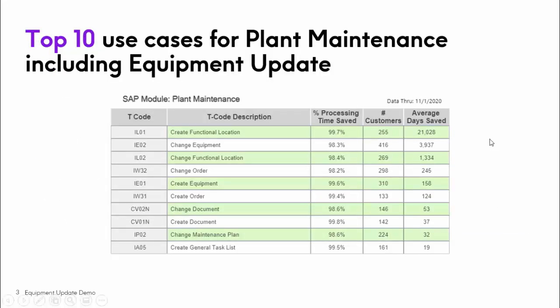Here you see the top 10 use cases for plant maintenance, and number 2 is change equipment. Almost all of these have over 99% time savings versus doing it manually. Lots of customers are automating this using Winshuttle Studio with lots of days saved.